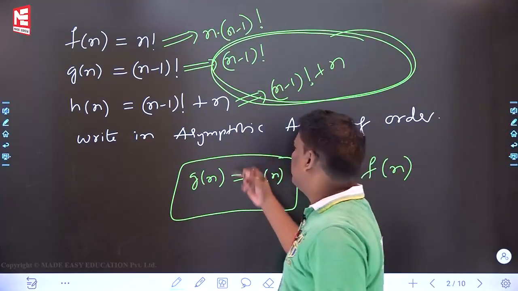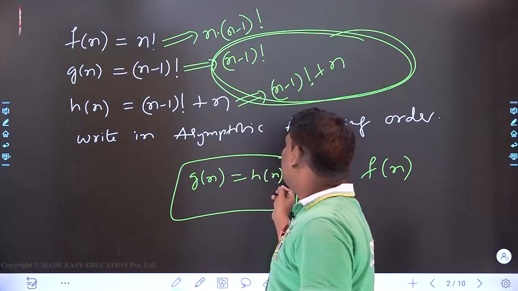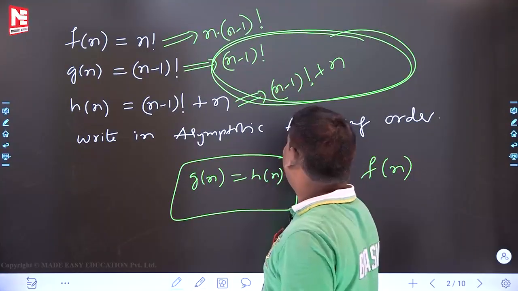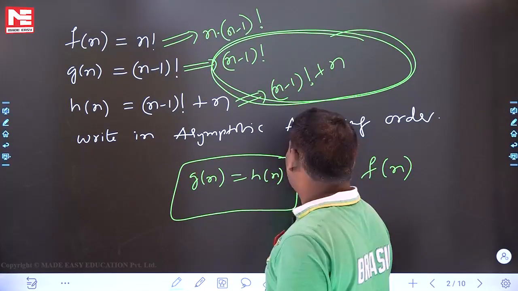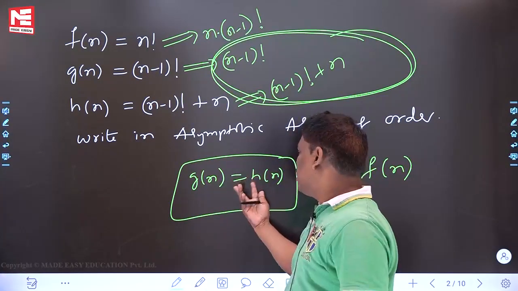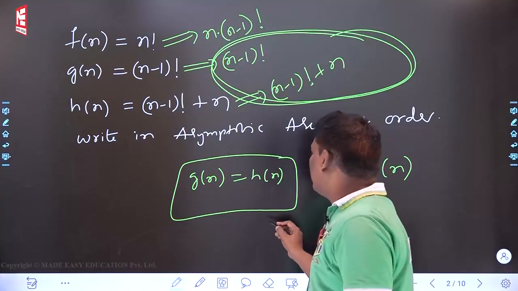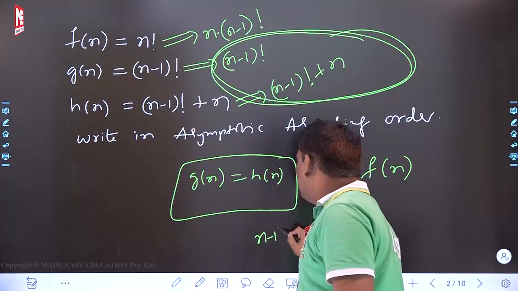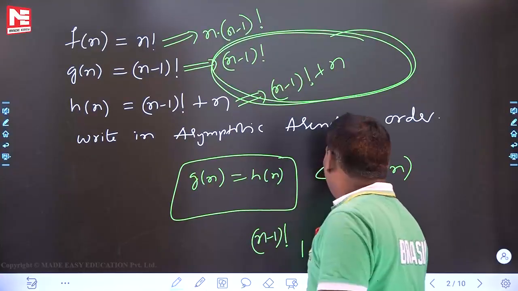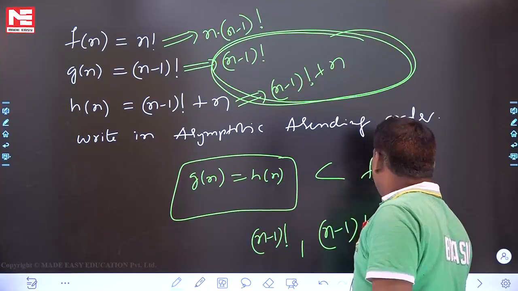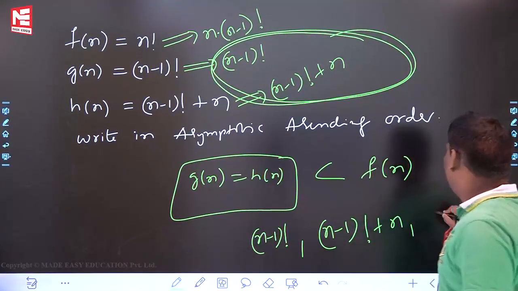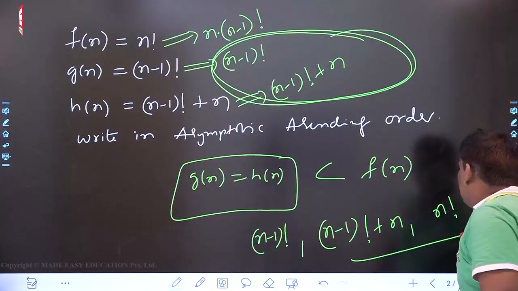If you want, you can write whatever order you like. Hn and Gn, write in any order, because it is the ascending order. Right? First the smaller should be there. These two are small, which are equal also. Write any order. So, what is the answer? This one may be the case. N minus 1 factorial. Next one, n minus 1 factorial plus n. Next, n factorial. This is the order.